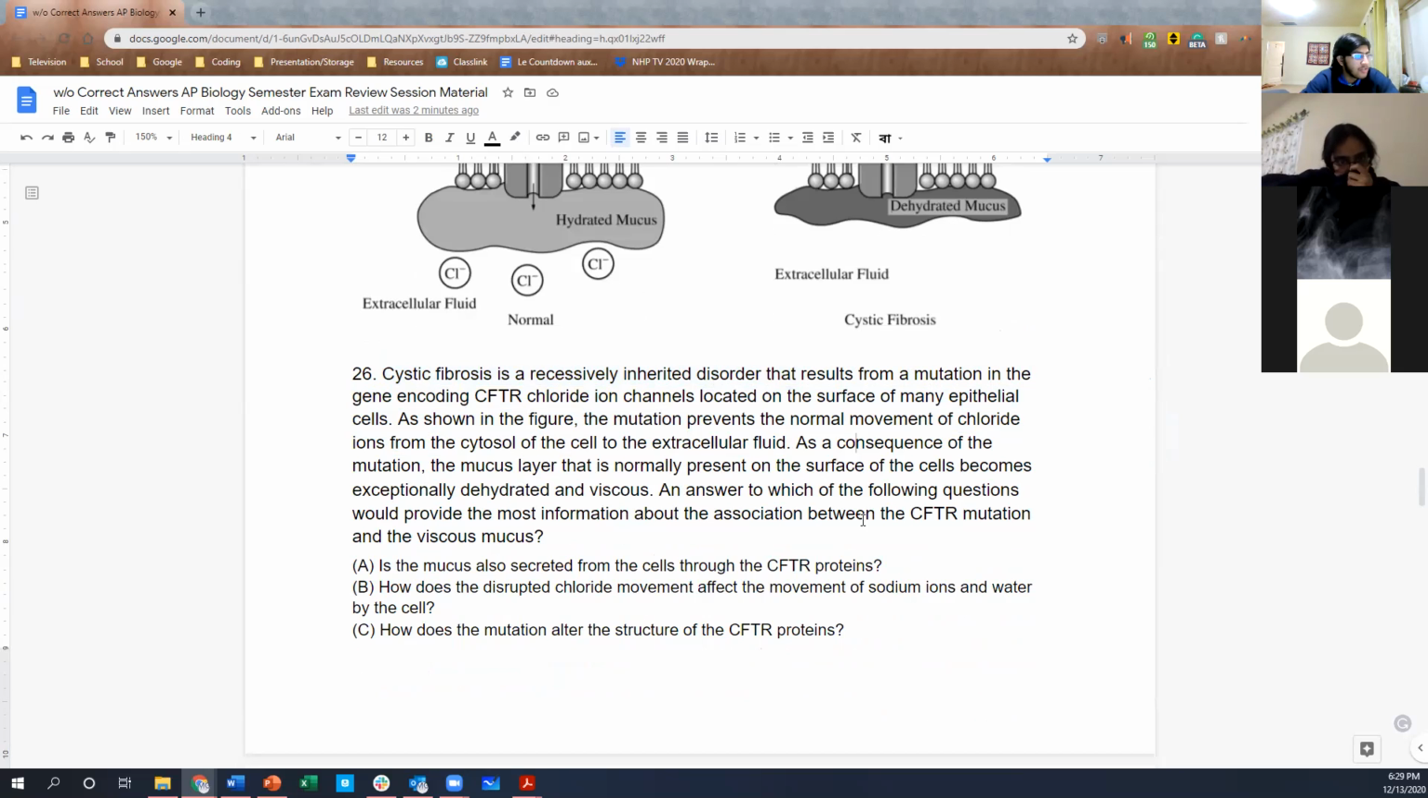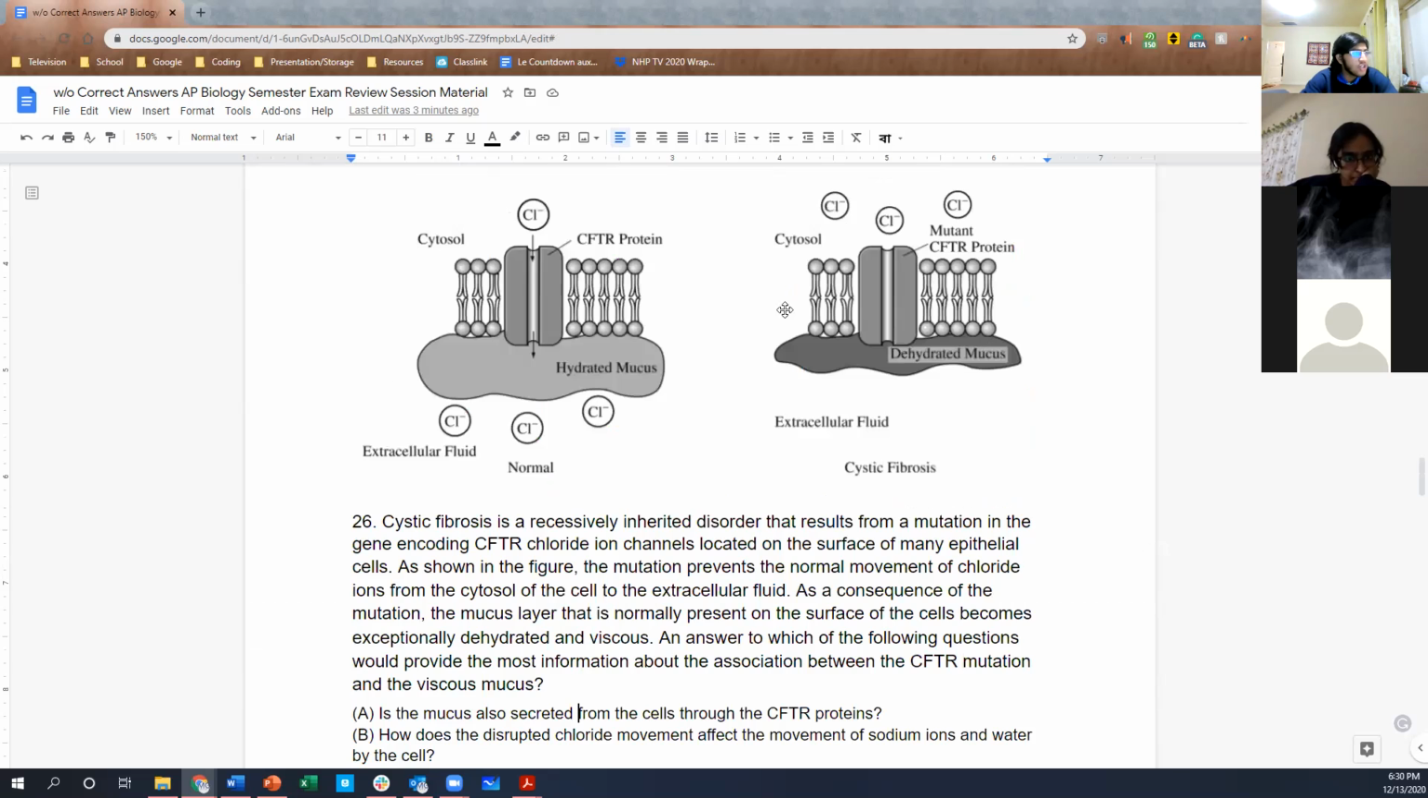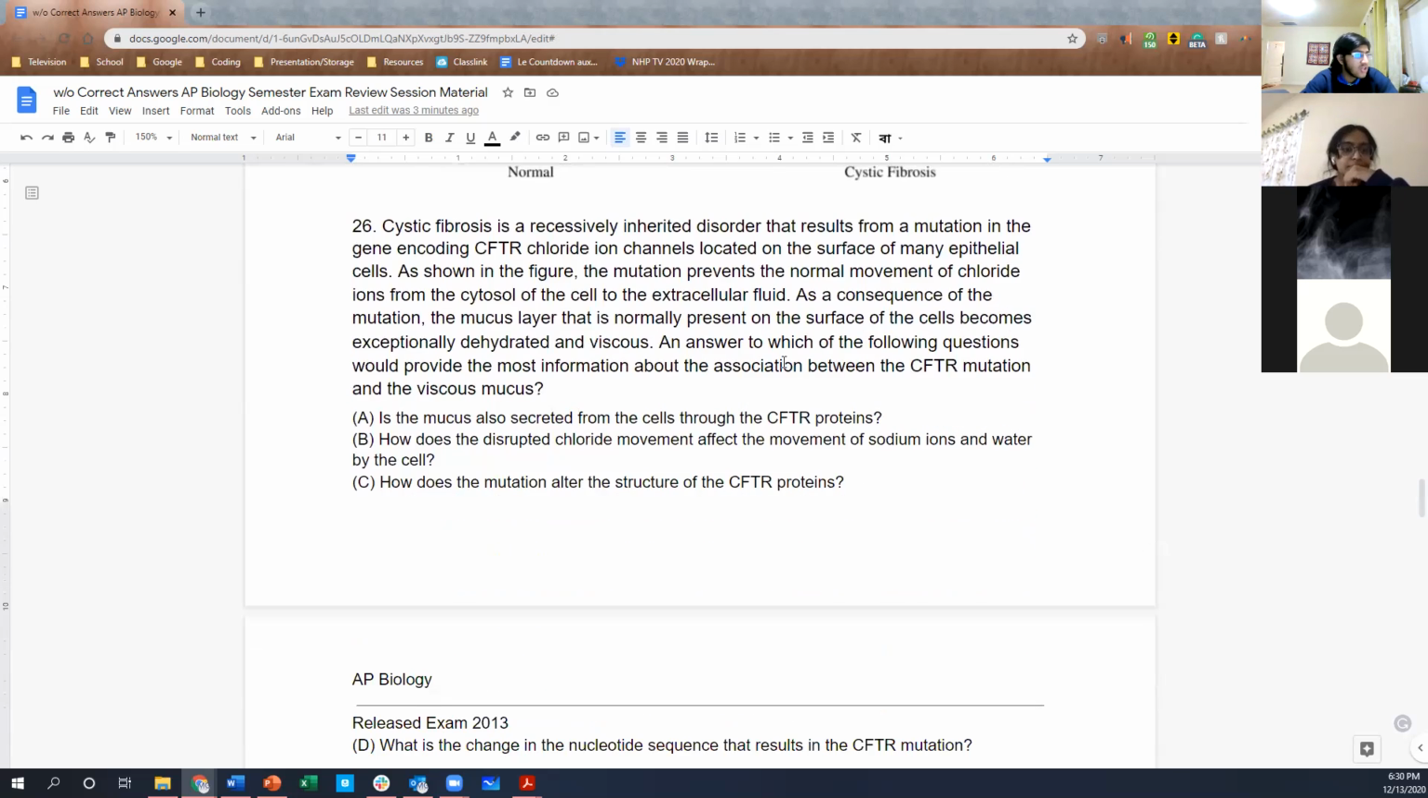An answer to which of the following questions would provide the most information about the association between the CFTR proteins and the viscous mucus? Is the mucus also secreted from the cells through the CFTR proteins? We're not really worried about mucus being secreted, so that doesn't make sense. How does the disrupted chloride movement affect the movement of sodium ions and water by the cell? That seems like it could potentially be right. I don't know yet. How does the mutation affect the structure? It doesn't look like the structure of the protein necessarily is too deformed.